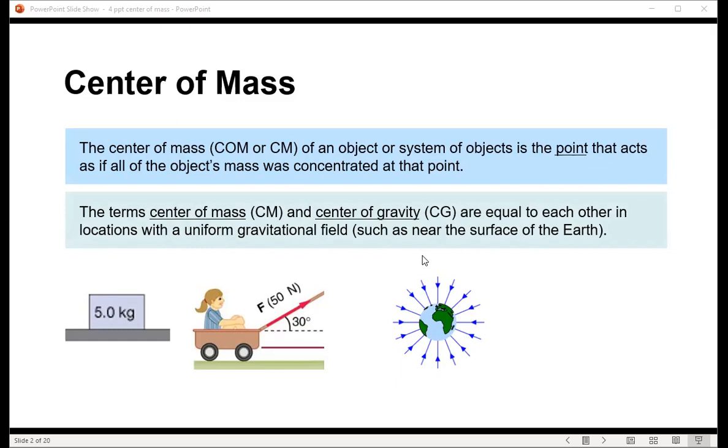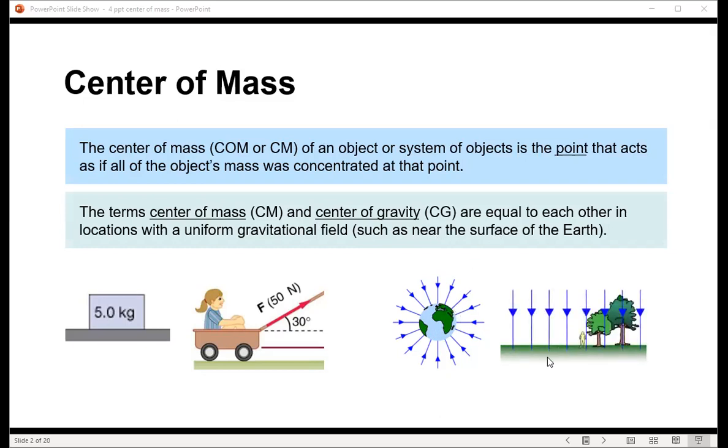So if I'm looking at a perspective that's like the Earth and out in space, then center of mass and center of gravity are two different things. But if I was near the surface of the Earth, like you and I spend all of our time on the surface of the Earth, moving around near the surface of the Earth, we can assume that gravity is about 9.8 and it's constant. So in our everyday world, with the things that we experience, for the most part, center of mass and center of gravity are equal to each other. Therefore, we can use those two terms interchangeably.